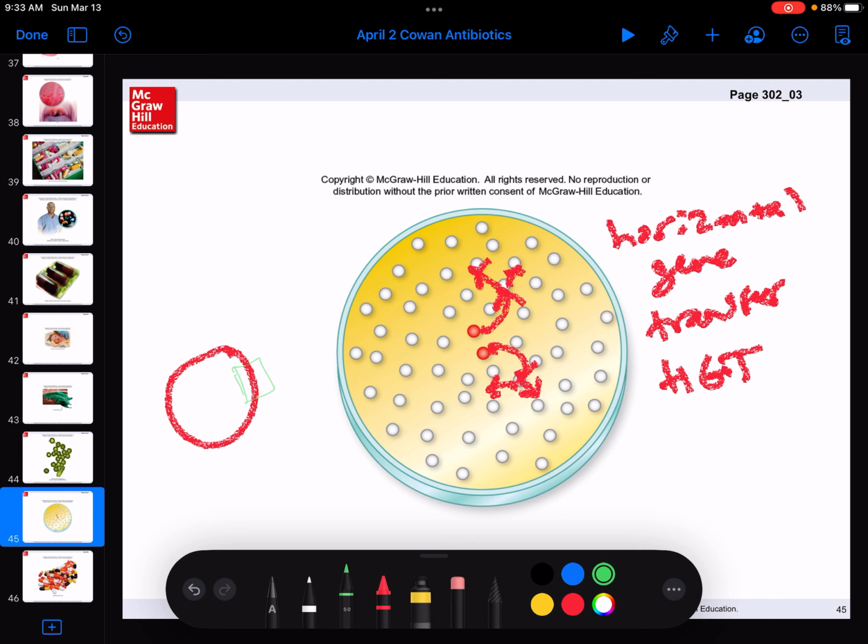So a plasmid, again, is a small circular piece of DNA, relatively small. It's smaller than a genome, but some plasmids can still be huge. They can have thousands and thousands of base pairs.